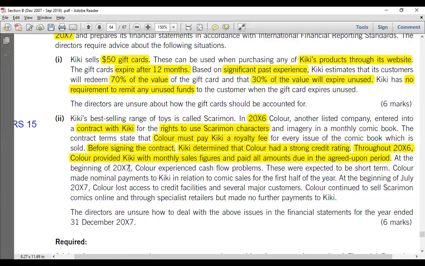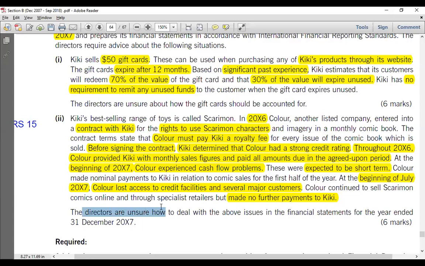At the beginning of 20x7, Color experienced cash flow problems. These were expected to be short term, which means that they will be resolved in a few months. Color made nominal payments to Kiki in relation to the comic sales for the first half of the year. At the beginning of July 20x7, which means in the middle of 20x7, Color lost access to credit facilities and several major customers. Color continued to sell Scarymon comics online and through specialist retailers, but made no further payment to Kiki.